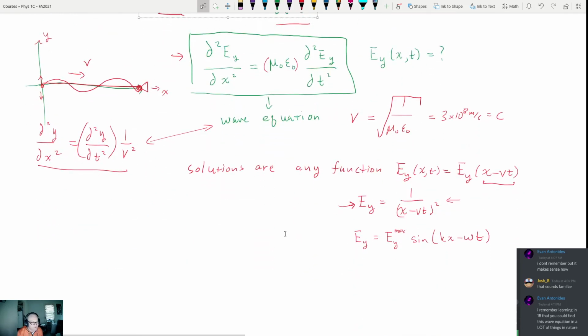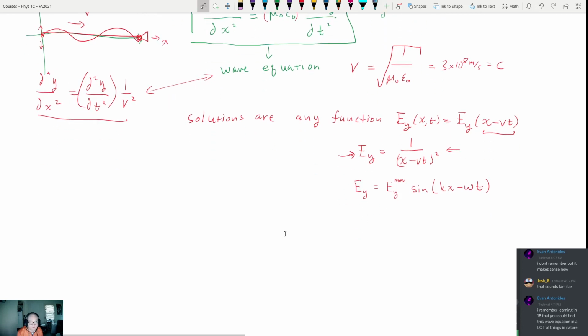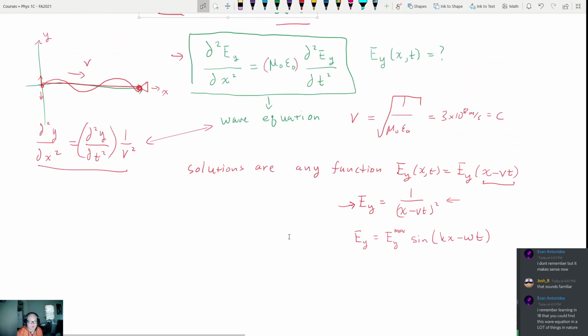You can find this wave equation in a lot of things in nature. That sounds correct to me. Yeah. All right, so let's see if it satisfies it. We're going to check. But we've basically proved it, right?